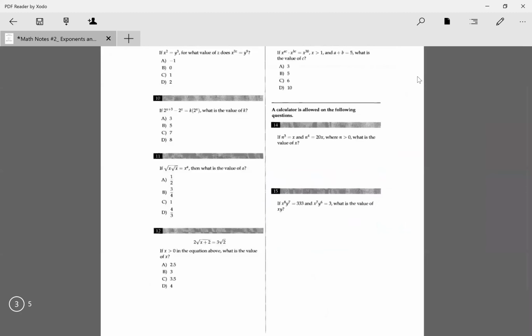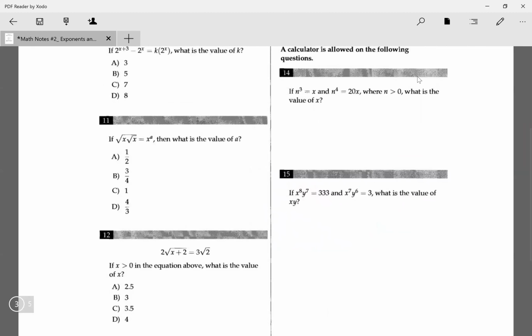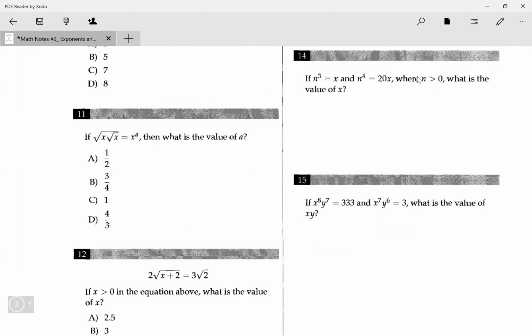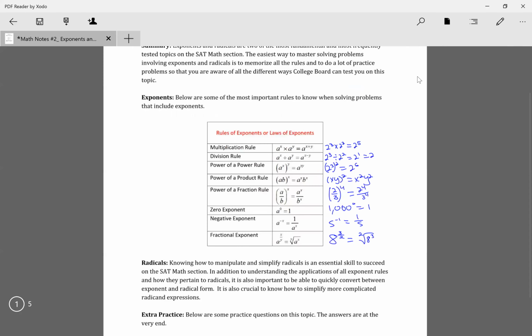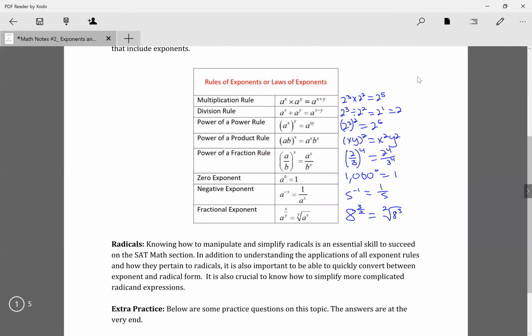Okay, next one I want to go over is number 11, because this is one of those radical questions. So I have the square root of x times the square root of x equals x to the a power. Since I want to solve for a, I know I want to try to convert this into exponent form. And how do I convert radicals to exponent form? Using that rule of exponents that's right here, the fractional exponent rule.